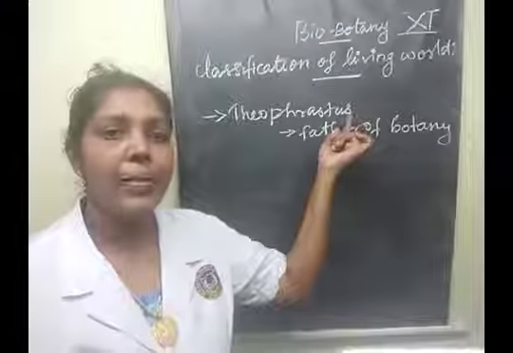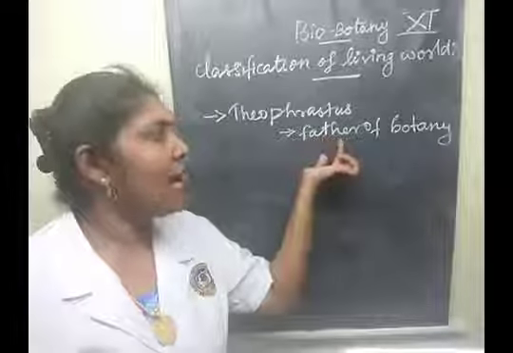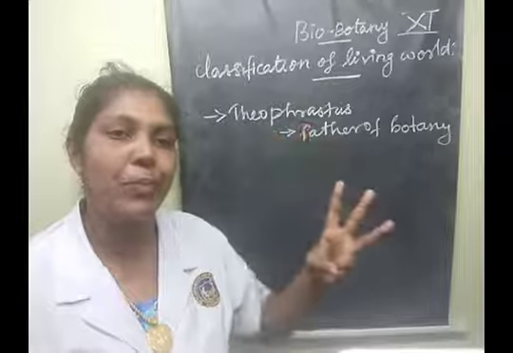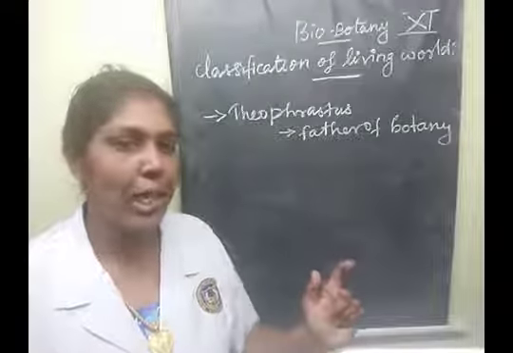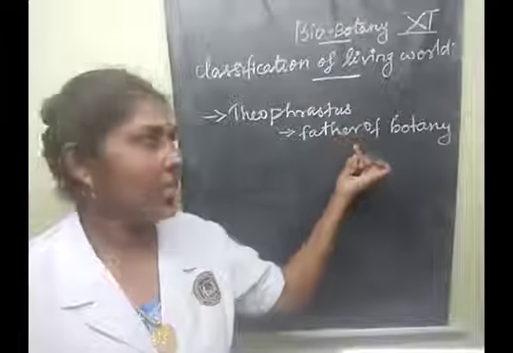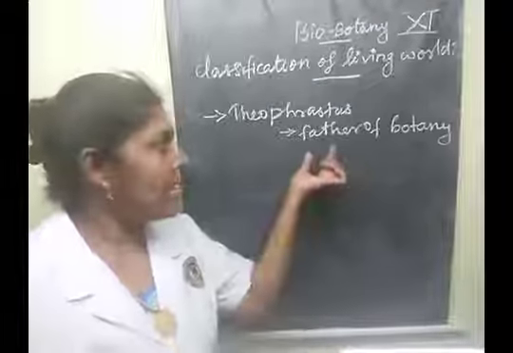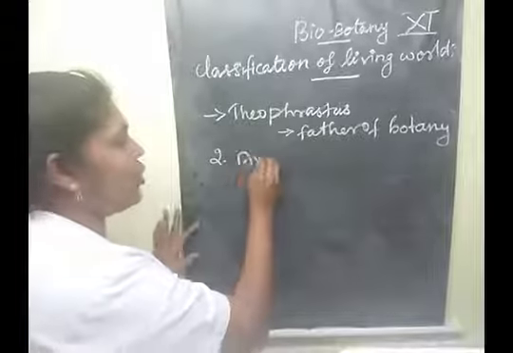Based on the morphological characters, he classified the living plants into 3 groups: herbs, shrubs, and trees. Theophrastus is called the father of botany. Clear? The next one is the second taxonomist. The name is Aristotle.